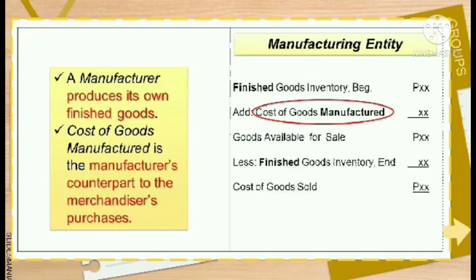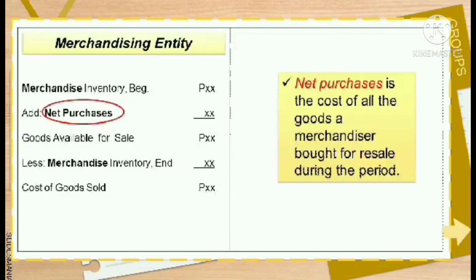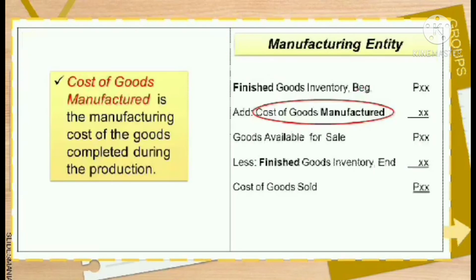Cost of goods manufactured is the manufacturer's counterpart to the merchandiser's purchases. Net purchases is the cost of all the goods a merchandiser bought for resale during the period. Cost of goods manufactured is the manufacturing cost of the goods completed during a production period.